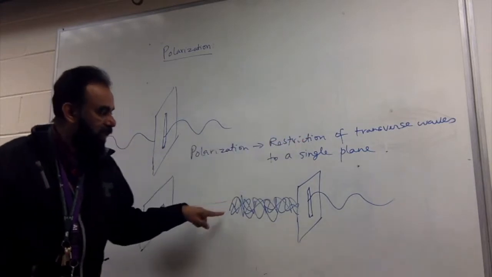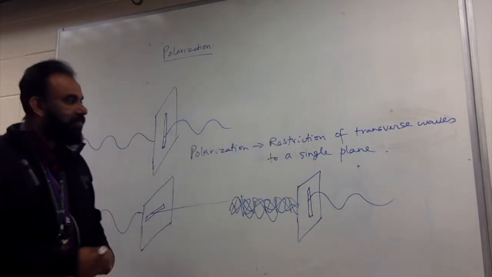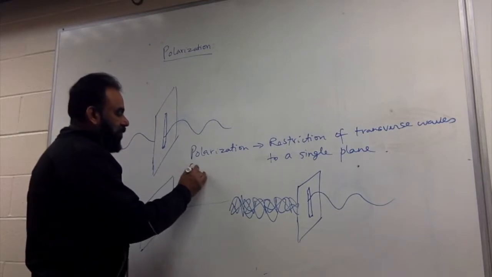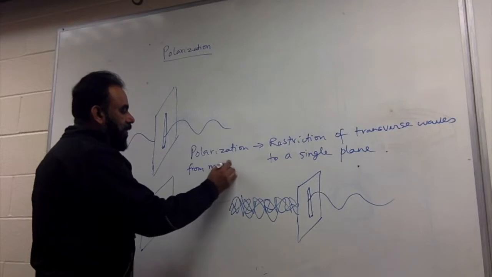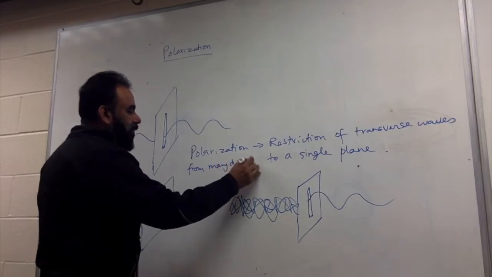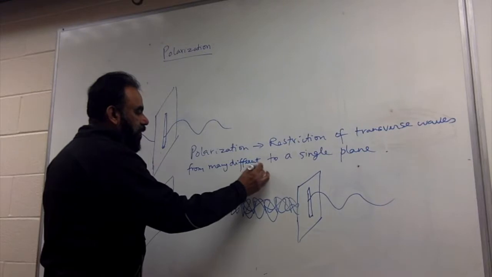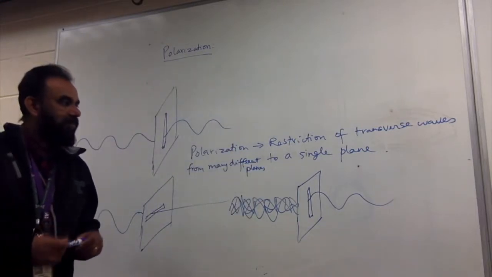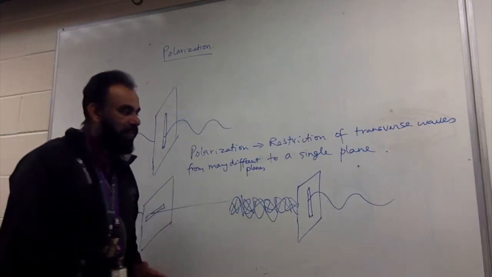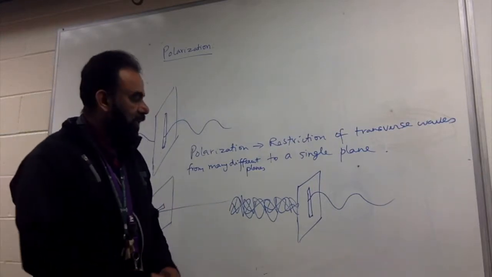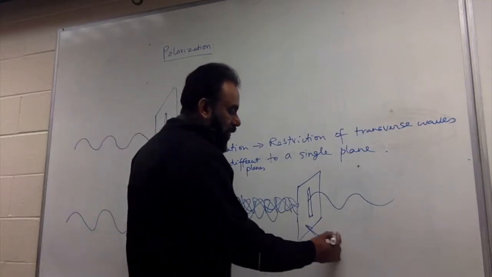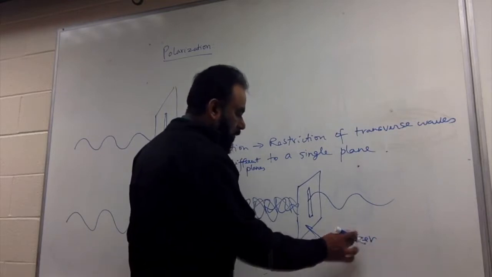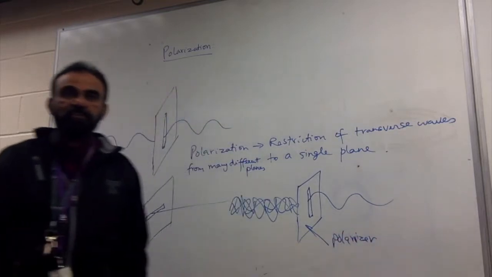Restriction of transverse waves from many different planes to a single plane is called polarization. And this gadget is called a polarizer.